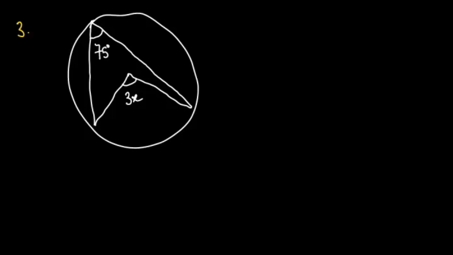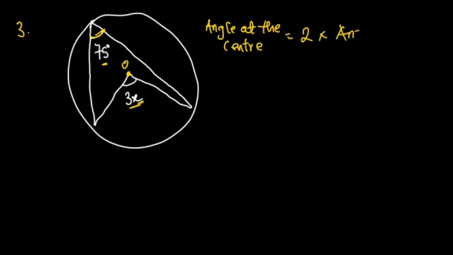And in this circle, we'll find that we have an angle at the center, O, which is 3x. In this case, we are meant to look for the unknown, which is x. Then we have an angle at the circumference, which is 75 degrees. And in one of our theorems, we rightly said that the angle at the center is 2 times, or twice, the angle at the circumference.